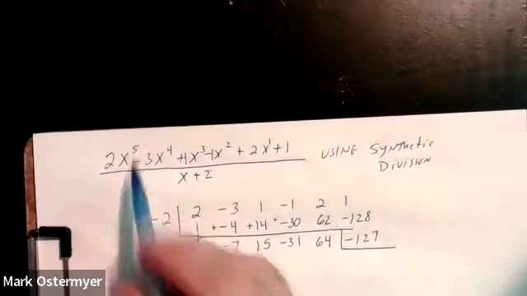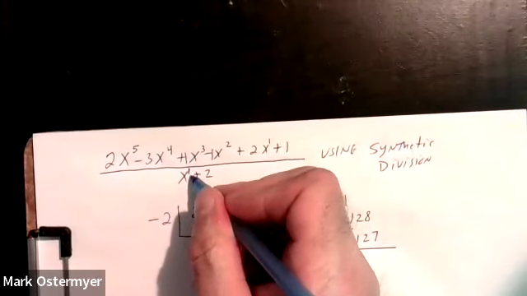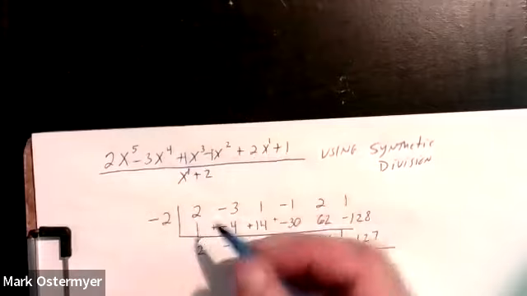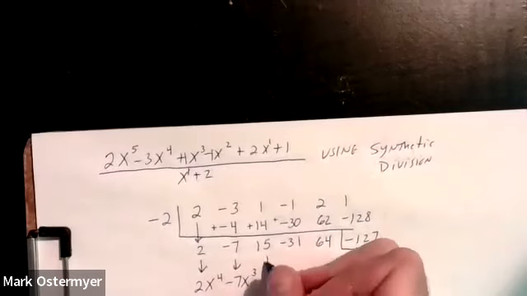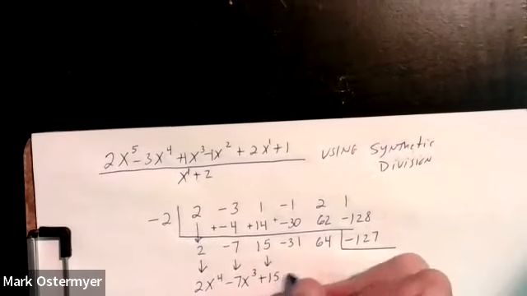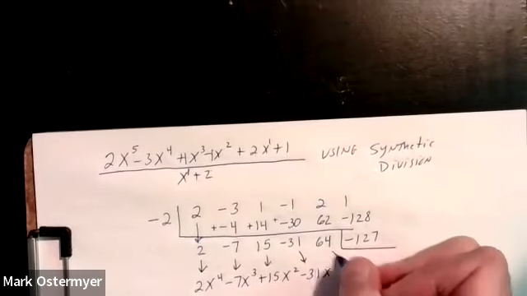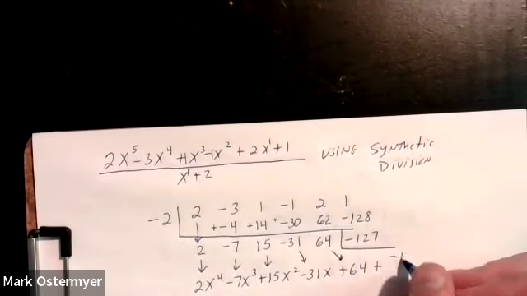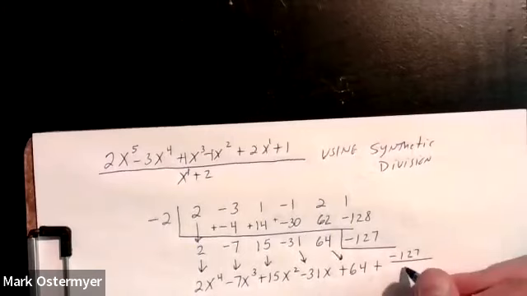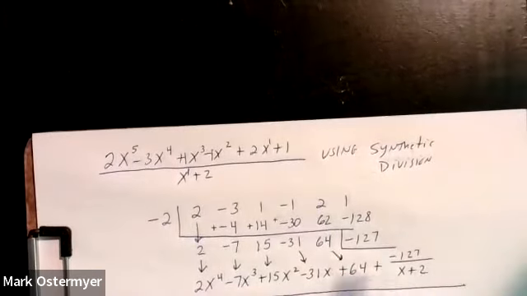I took a 5th degree polynomial and I divided it by a 1st degree binomial. Therefore, the degree of my quotient is going to be 5 minus 1 or 4th degree. 2x to the 4th minus 7x cubed plus 15x squared minus 31x plus 64 plus -127 is my remainder over my divisor of x plus 2. Done. This is your quotient.